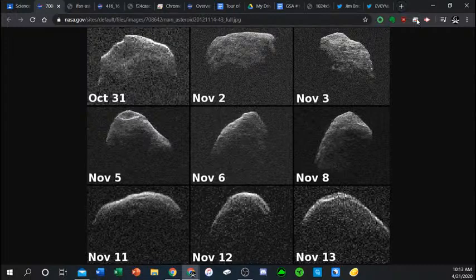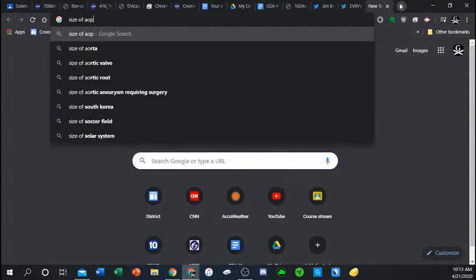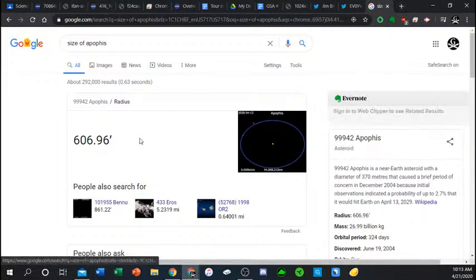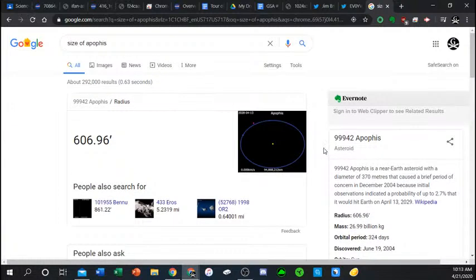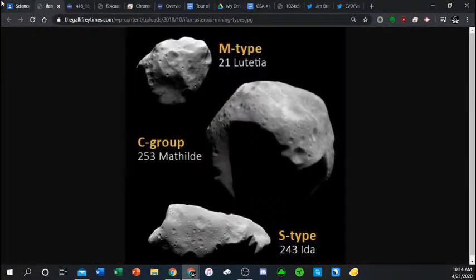You could look it up, size of Apophis. Near Earth asteroid with a diameter of 370 meters. So no, much, much smaller than Europe. Europe size would be like Vesta or even Ceres, which are not going to collide with us. So again, a little more observation.